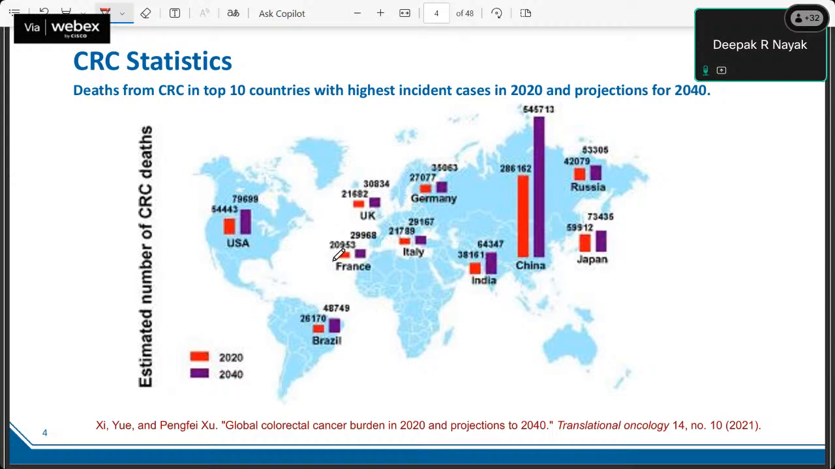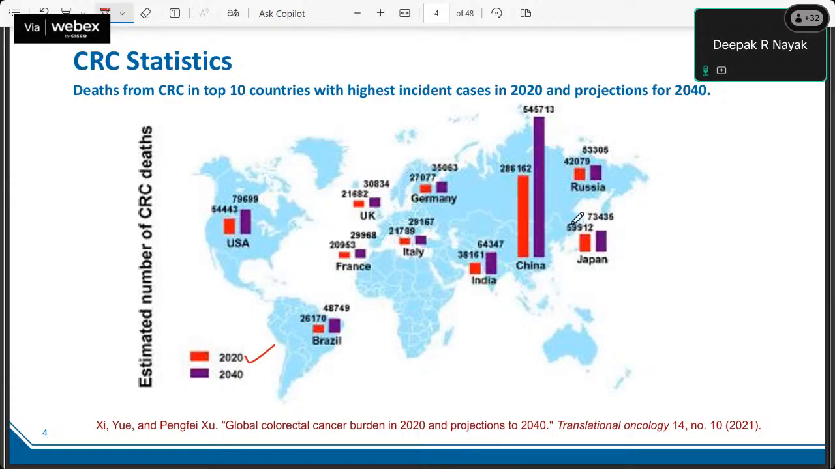So in the year 2020, if you look at the top 10 countries with the highest incident cases, there are two different types of bar. One is a red bar and one is a purple bar. The red bar is the number of cases that has been reported in the year 2020, and the purple one is the estimated number by 2040. So these many cases may arise from colorectal cancer.